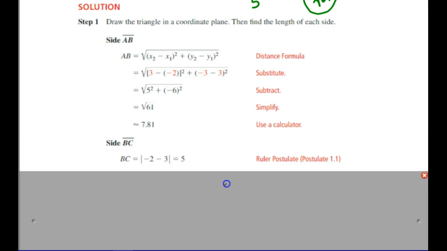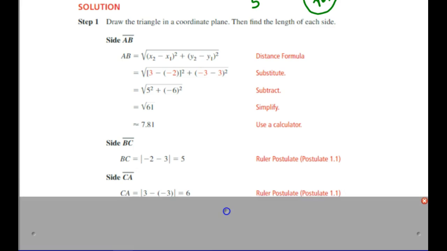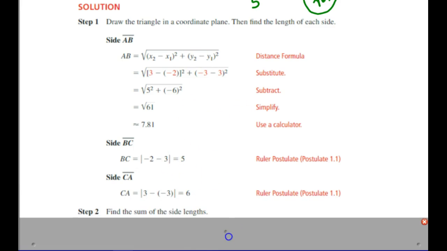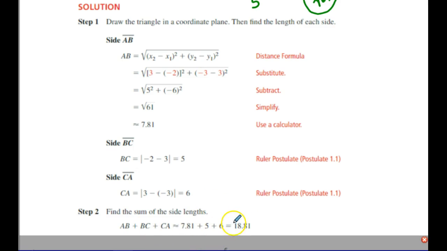Well, we've already found the lengths of those other sides up above when we were using the Pythagorean theorem, so I have those lengths. So to find the perimeter, I just add all of those together, and I end up that my perimeter is 18.81 units.